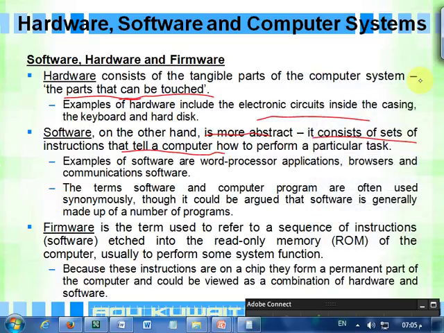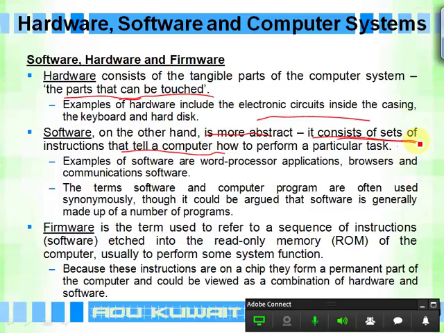Okay, so any software consists of a set of instructions that tells a computer to perform a task. For example, a word processor is a software, a browser is a software, your WhatsApp is a software, Messenger is a software. These are all software. The software and the computer programs are often used synonymously. It means sometimes we say software, sometimes we say program. Okay, they are used interchangeably. Although it is argued that software is generally a number of programs, it consists of a number of programs, not a single program.